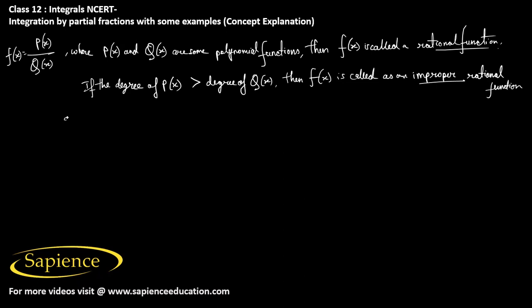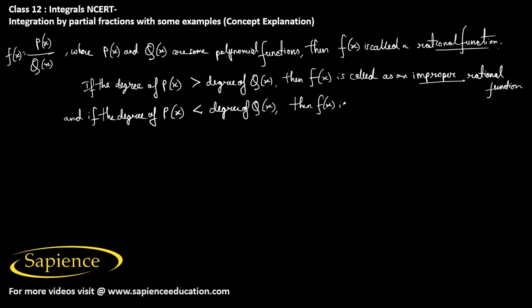And if the degree of the polynomial p of x is less than the degree of the polynomial q of x, then the function f of x is called a proper rational function.